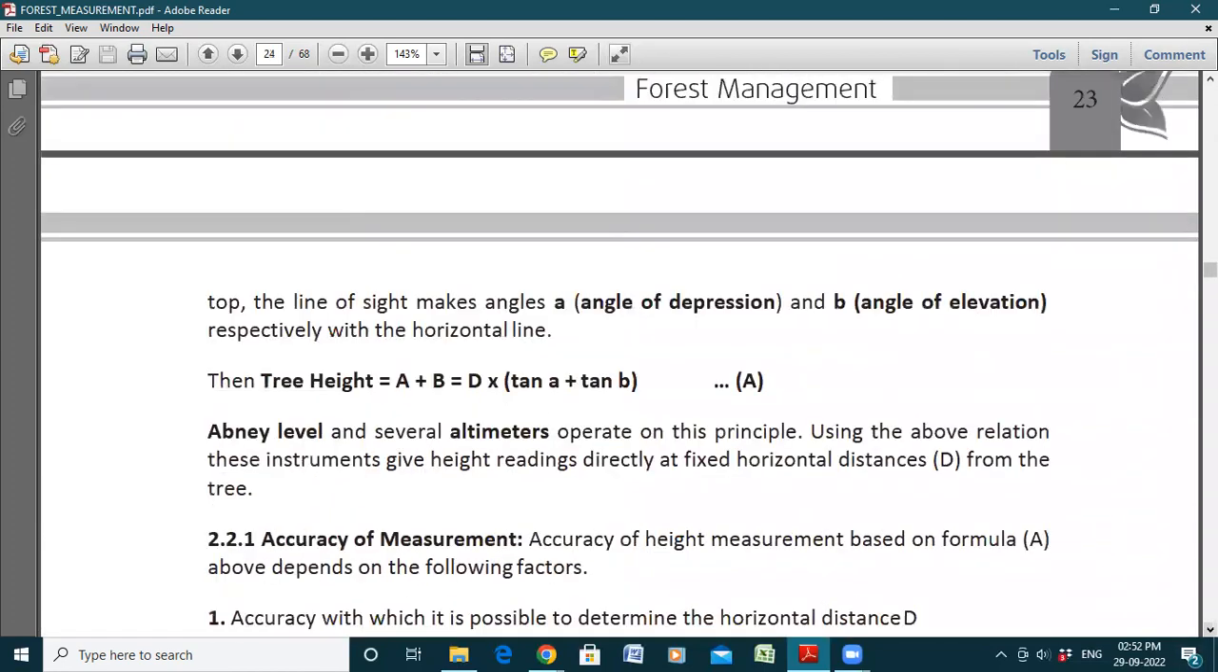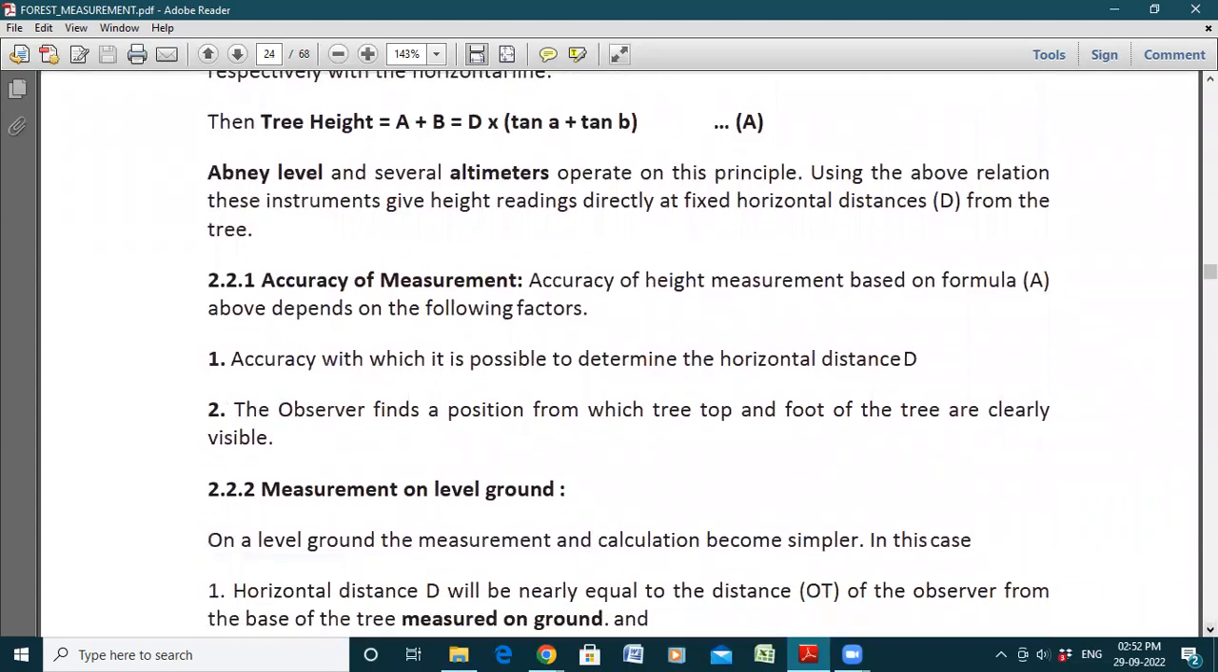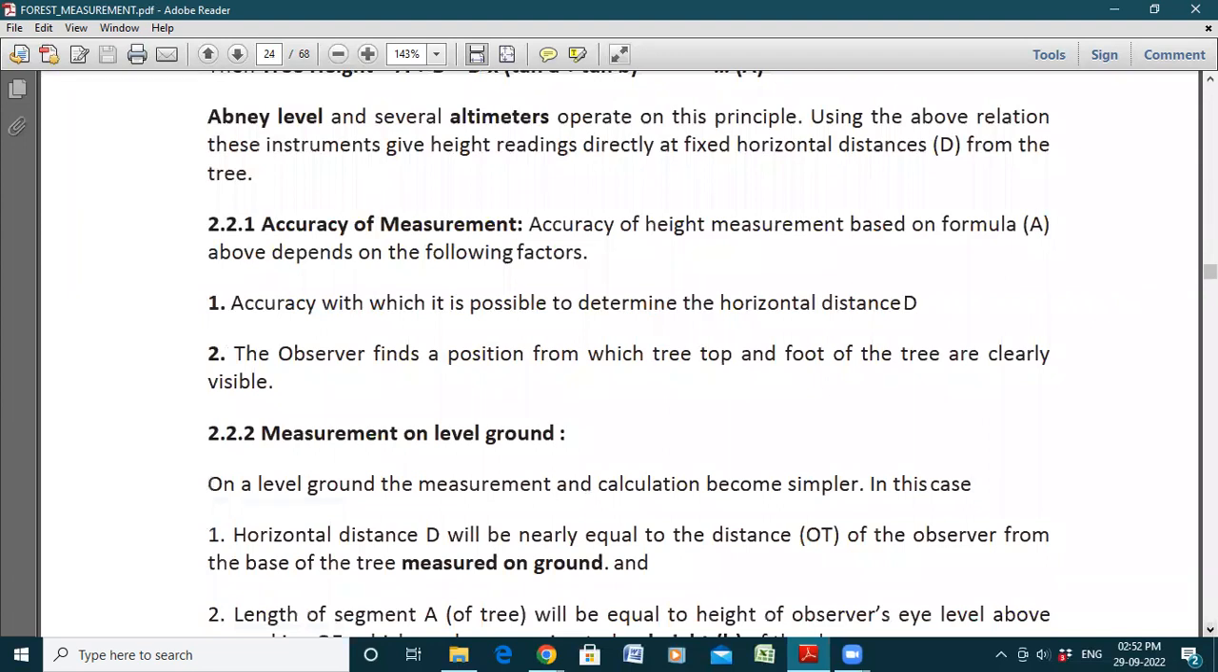Right? So it is clear. Now accuracy of measurement. The accuracy of height measurement based on formula A depends on two factors: the accuracy with which it is possible to determine the horizontal level distance D, and the observer finds a position from which the tree top and the foot of the tree are clearly visible.